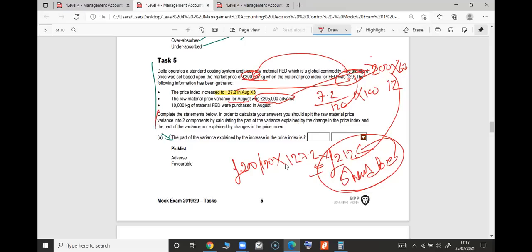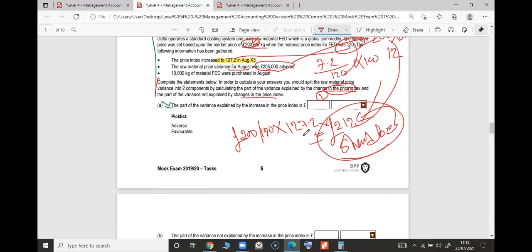Let's read the question core here and requirements. Complete the statements below. In order to calculate your answers, you should split the raw material price variance into two components by calculating the part of the variance explained by the change in the price index. One is price index change, from 200, the 212 is the standard price now. And the part of the variance not explained by the changes in the price indexation. So the second one is not taking into account that indexation. Okay, uncontrollable, some costs could be there. Don't worry. Let's read the requirement now.